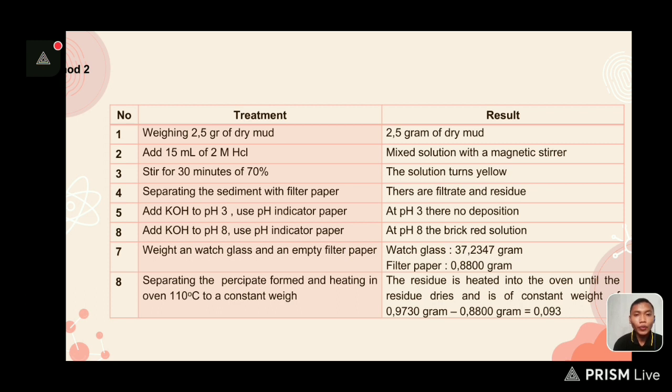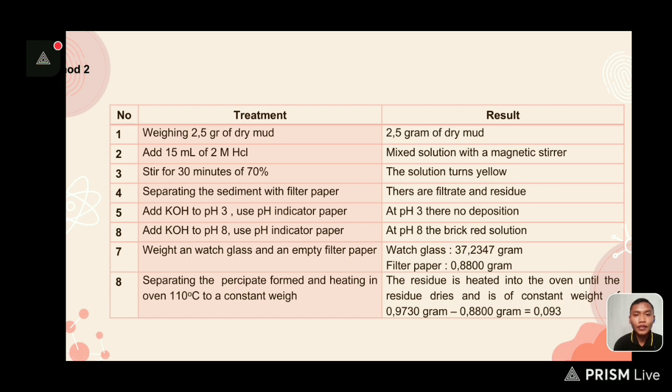Add KOH to pH 8. Use pH indicator paper. Result: at pH 8 the solution is brick red. Weigh the watch glass and the empty filter paper. Result: watch glass 87.347 gram. Filter paper 0.800 gram.